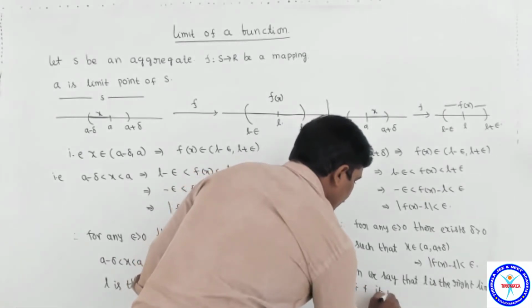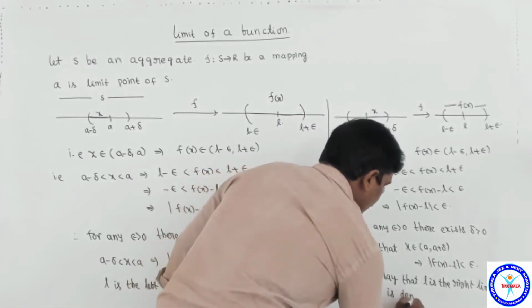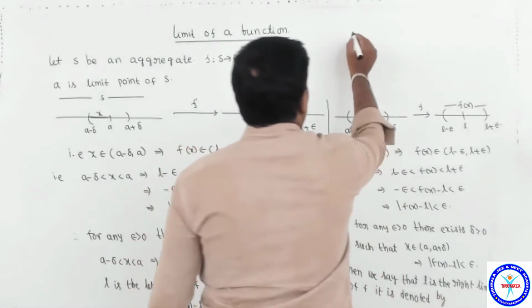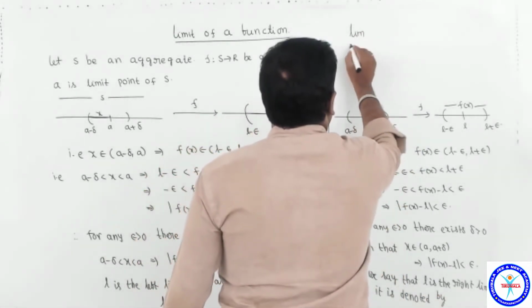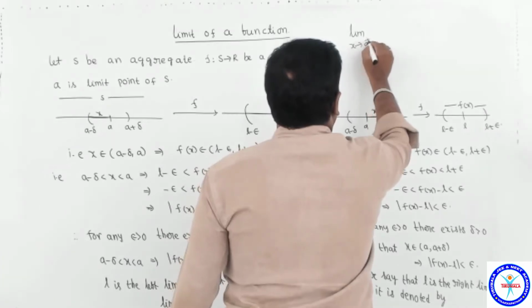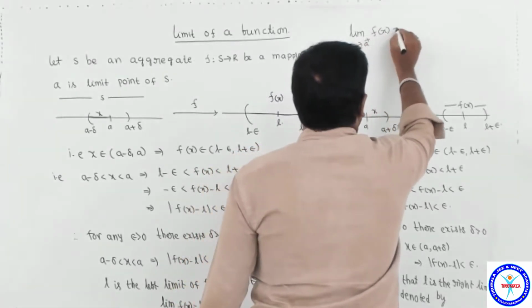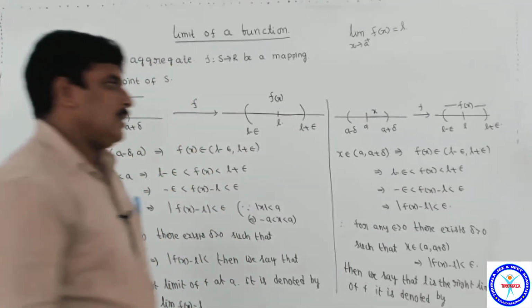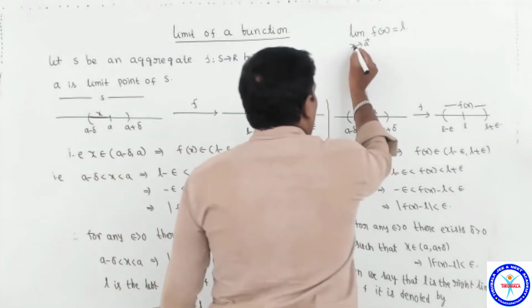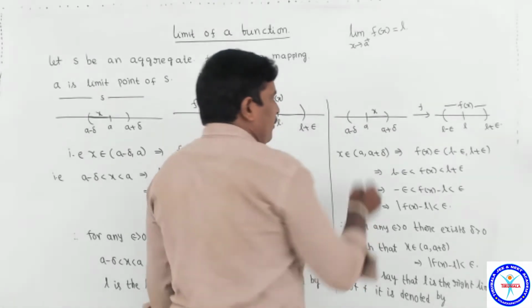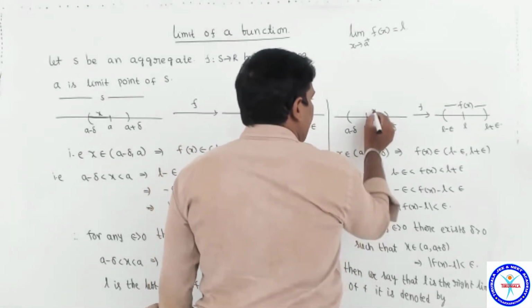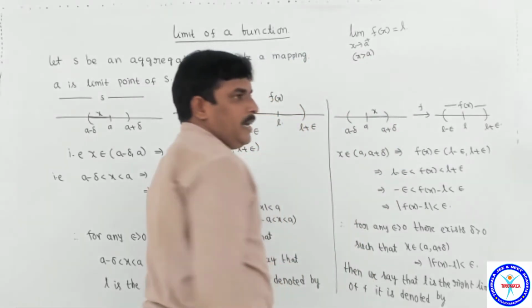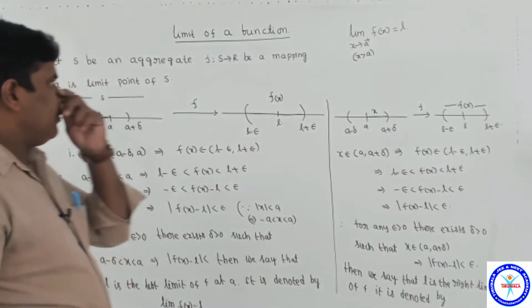It is denoted by limit x tends to a plus f of x equal to L. Limit x tends to a plus means x lies in the right neighborhood. If x lies in the right neighborhood, what is the relation between x and a? x greater than a. Okay, students?